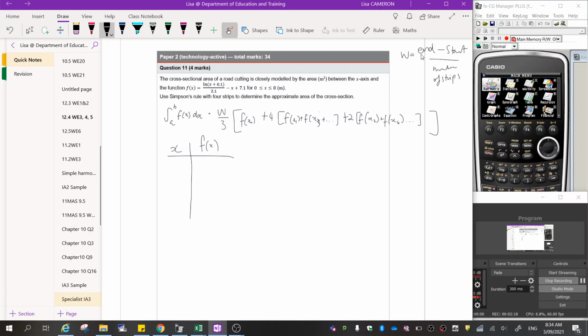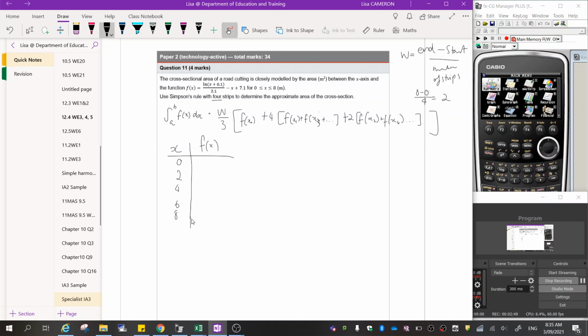So to work out w, the length of each width, we do 8 minus 0 divided by, where does it say 4 strips? With 4 strips, there it is, happy days, divided by 4. So that means each strip is going to have a length of 2. So I can just use skip counting from 0 and go up in 2s until I hit 8. So 0, 2, 4, 6, 8, perfect.